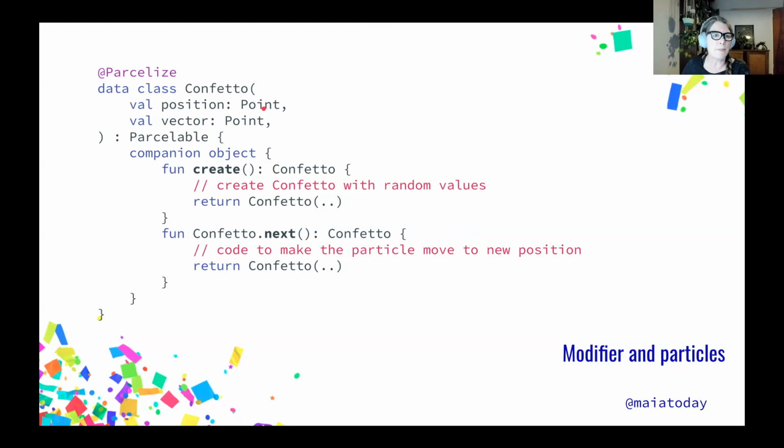It has some other parameters as well, but I've omitted those for brevity. And this is just an ordinary data class. It's got two salient methods. It's got a create one, which will make one with random values. And it's got a next one, which has some calculations about what the next position should be. So it'll update the position for the confetti each time you call next.